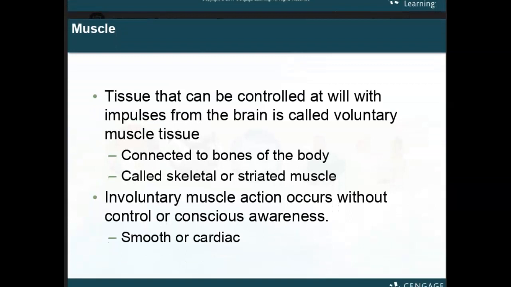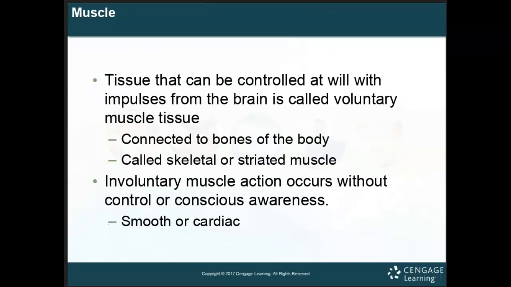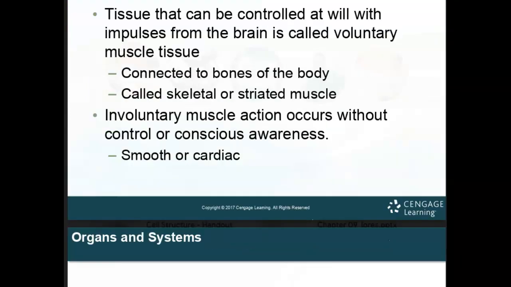Muscle, again, we'll talk about these in depth when we get into each body system, but tissue that can be controlled at will with impulses from the brain is called voluntary muscle tissue. It's connected to the bones of the body, and it's called skeletal or striated muscle. Involuntary muscle action occurs without control or conscious awareness, which is smooth or cardiac. I don't think you would want to have control over when your heart beats because we'd probably all die, right? Luckily, it's a smooth muscle or cardiac muscle, so it's controlled by the autonomic nervous system. We don't have to tell our heart to beat.